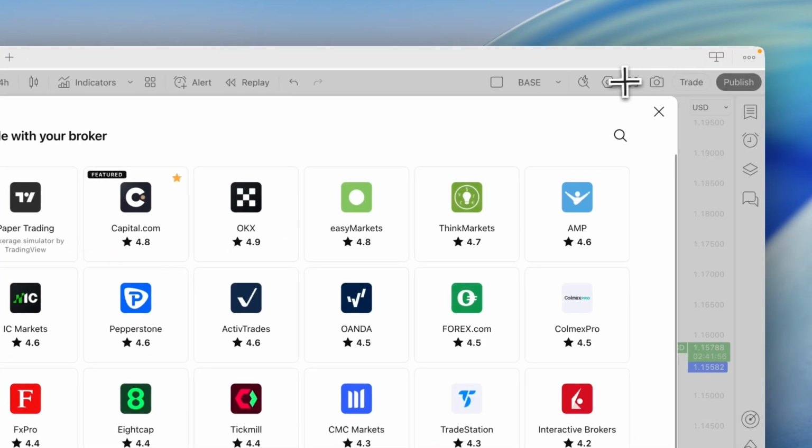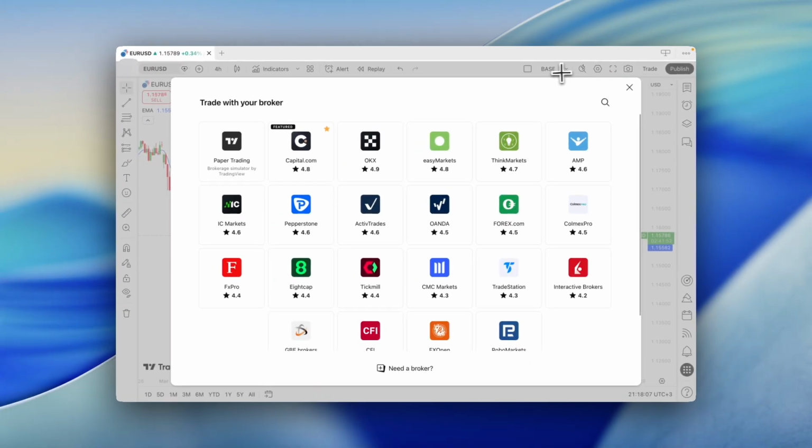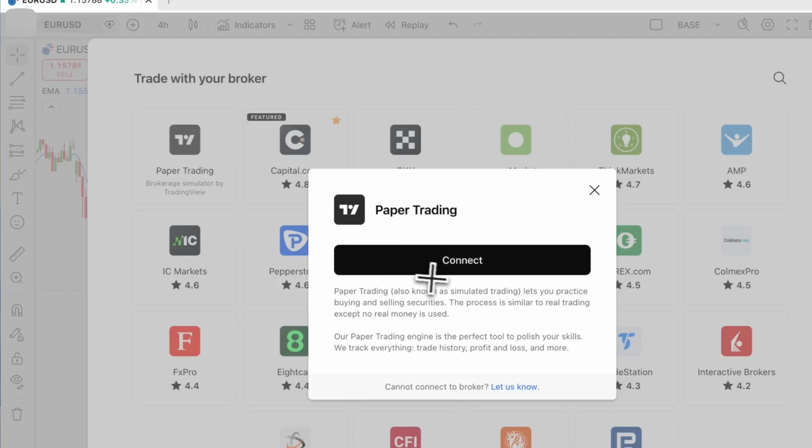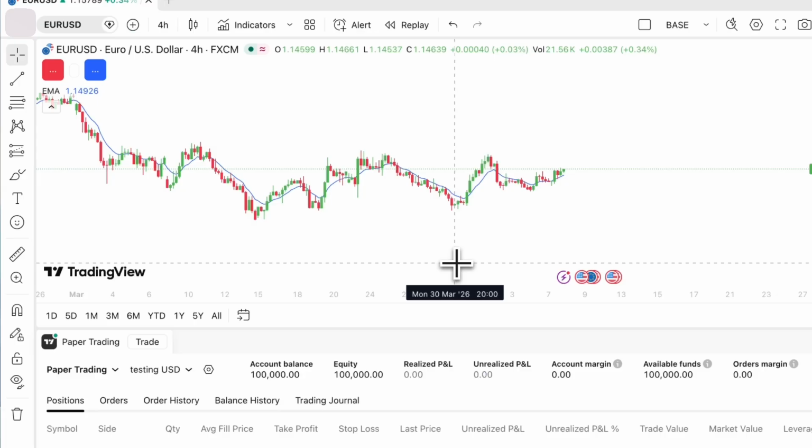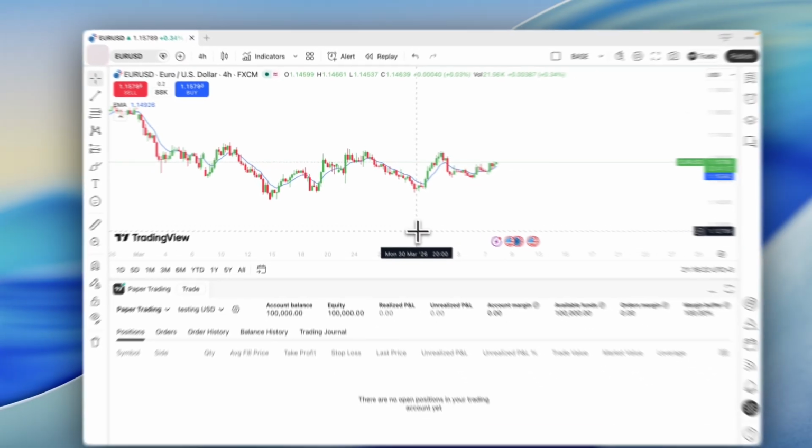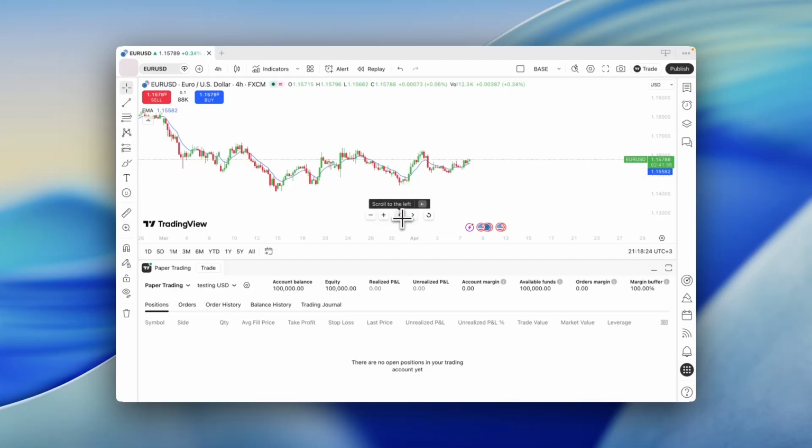We've covered this in a previous video, but this is where you can see brokers who are integrated with TradingView. But that is not the topic of today's video. Instead, we need to move over to paper trading, where we're going to left click, clicking on connect. And then suddenly we have our paper trading account. Now we've set this up to have an account balance of 100,000 US dollars.